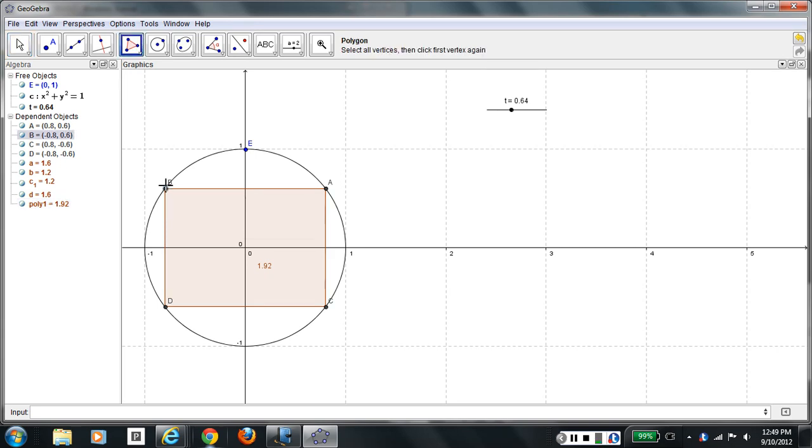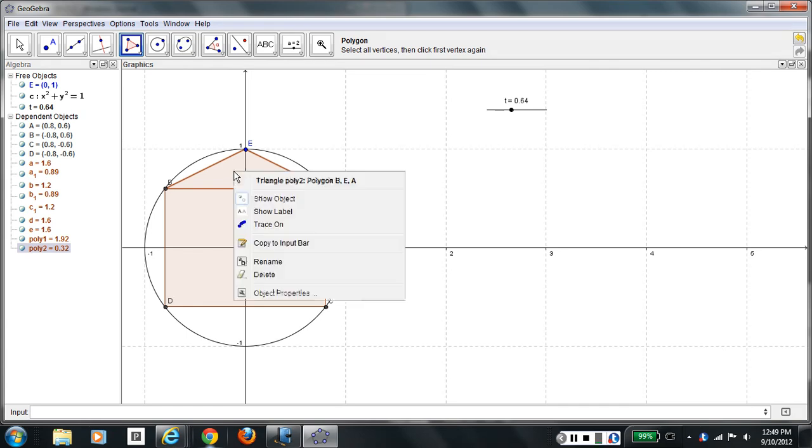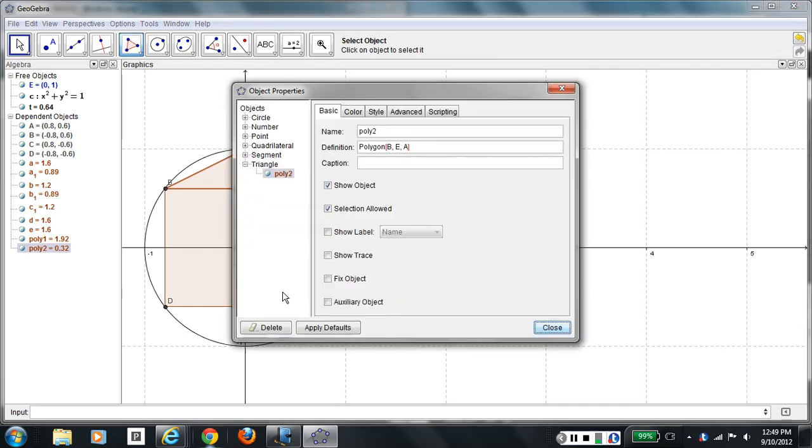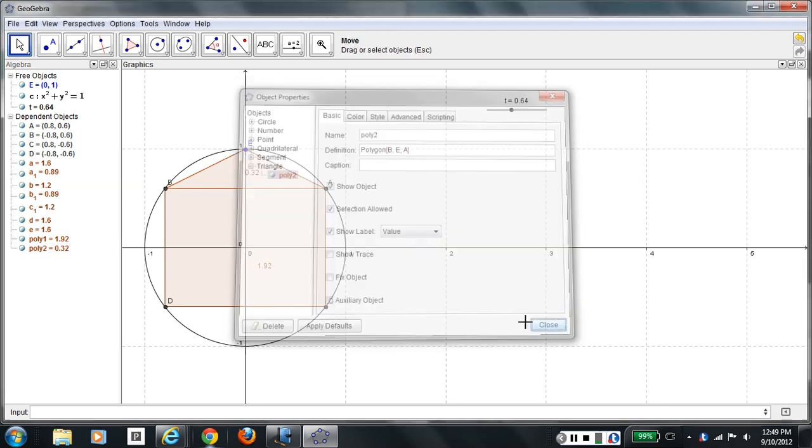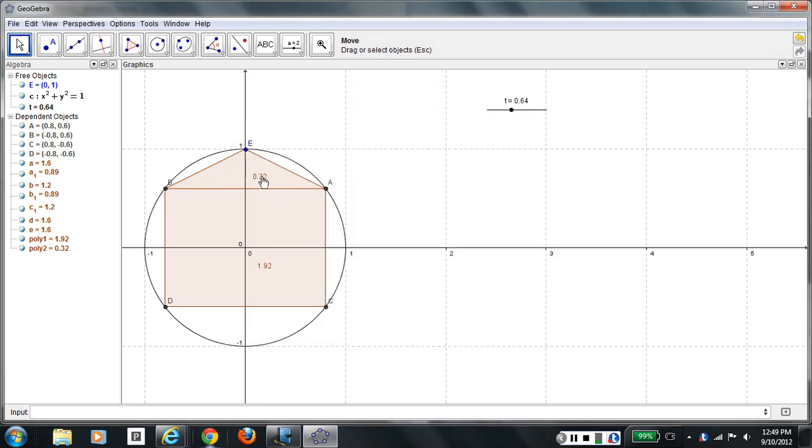Also the triangle. So let's try B, and then E, and then A, and then B again. I'm going to right click on that, go to Object Properties, Show Label, Value, and the area of the triangle currently is 0.32. And I think really all that's left to do is drag the value of t until we get them to be kind of close together.